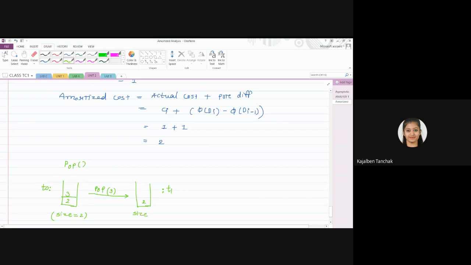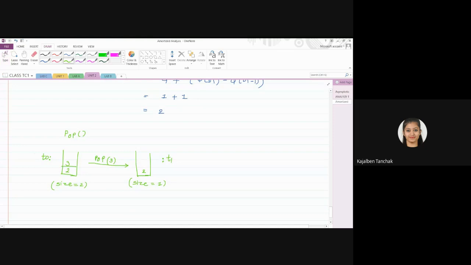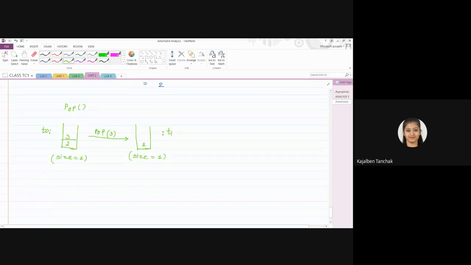So the size of the stack is 1, right? So let us find out the potential cost or potential difference here. The potential difference equals phi di minus phi di minus 1. So this is the stack size that we have got after performing the operation. So here the size of the stack is 1.